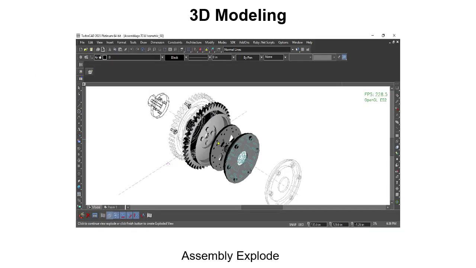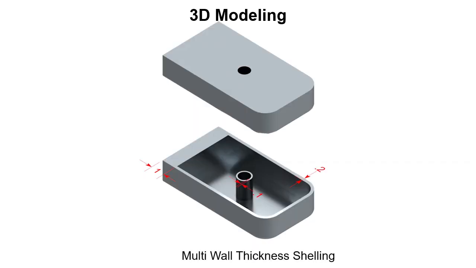Next is Assembly Explode, a feature that allows you to visualize intricate assemblies with an exploded view, simplifying the understanding and communication of part relationships. The shell multi-thickness feature enables the creation of hollow models with varying wall thicknesses, providing greater flexibility in your designs.